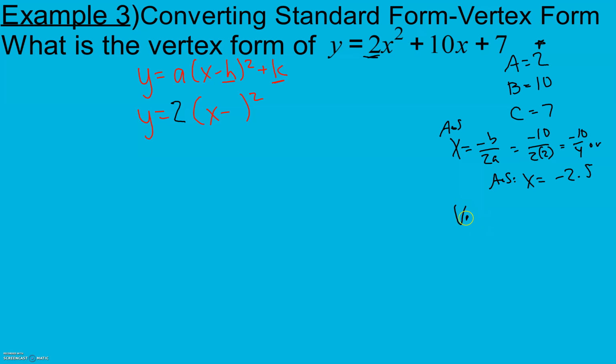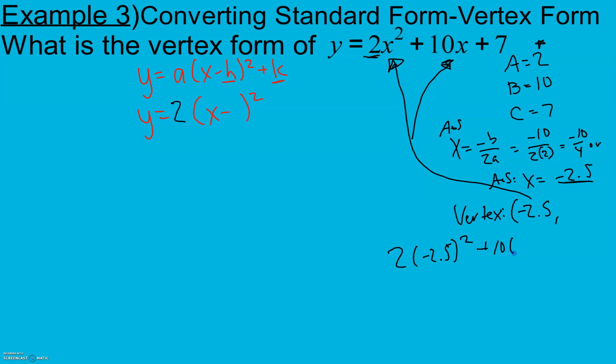Now, to find my vertex, remember that the x-coordinate of my vertex is always on my axis of symmetry, so it's going to be negative 2.5. To find my y-coordinate, we substitute that in. So I take that x value and plug it in for the x's in my function. So 2 times negative 2.5 squared plus 10 times negative 2.5 plus 7. This is going to give me negative 5.5. So negative 5.5 for my y-coordinate of my vertex. So again, here my vertex is negative 2.5, negative 5.5.